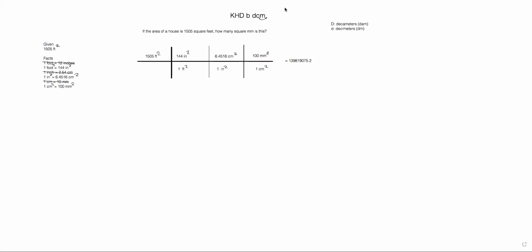And now I want to make sure the units all make sense and we get the unit that we're trying to get. So square feet on top cancels with square feet on the bottom. Square inches on top cancels with square inches on the bottom. Square centimeters on top cancels with square centimeters on the bottom. And we're left with square millimeters, which is exactly what we're trying to get. They ask us how many square millimeters this is, and that's what we have. So we know we did things correctly. So our answer is going to be 139,819,075.2 square millimeters.